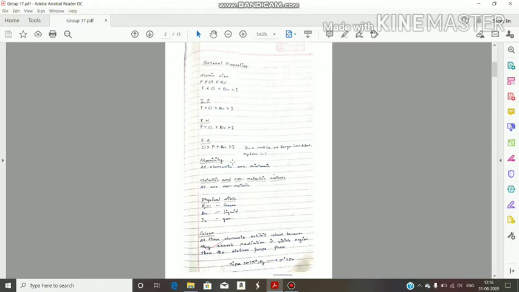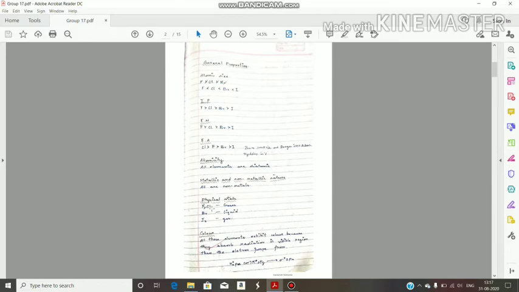Next, atomicity. Atomicity means the number of atoms present in a substance. All elements are diatomic. That means all contain two atoms: F2, Cl2, Br2, I2, like that. Here we didn't discuss astatine because it is a radioactive element. Next, metallic and non-metallic nature. All are non-metals. That means they have the tendency to gain electrons.